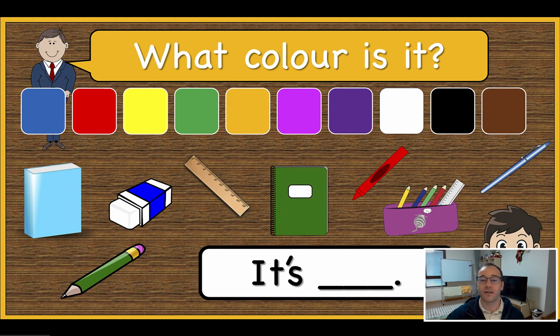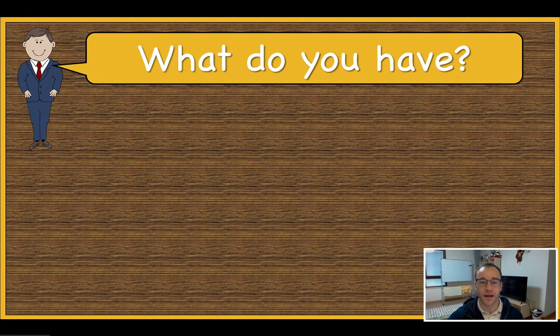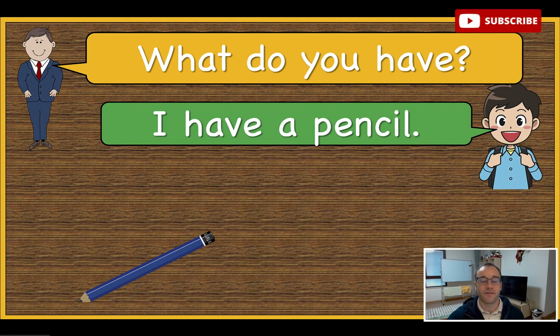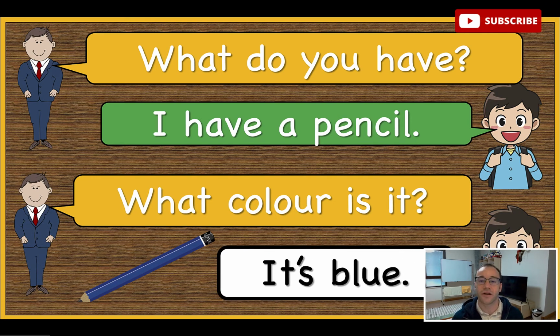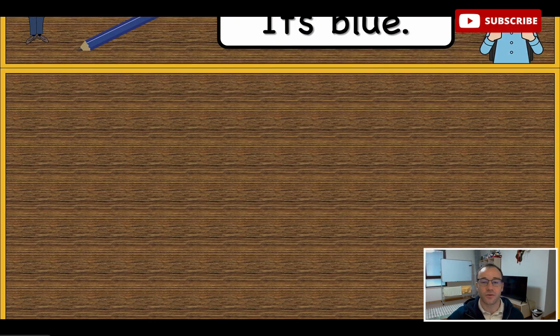Okay, then what color is it? Now I'm mixing it with the color, so it's red. What color is it? The whole class can ask the question, obviously. It's purple, it's blue, it's green, just a few there before we move on to the next part. Okay, so what do you have? I have a pencil. What color is it? It's blue. So this is a little dialogue here, mixing the color with the classroom object and two different questions. You can teach that how you like.